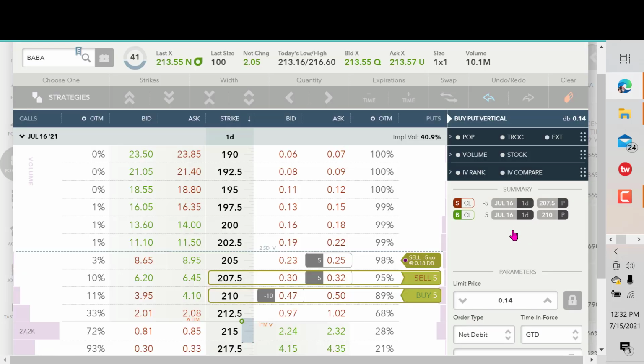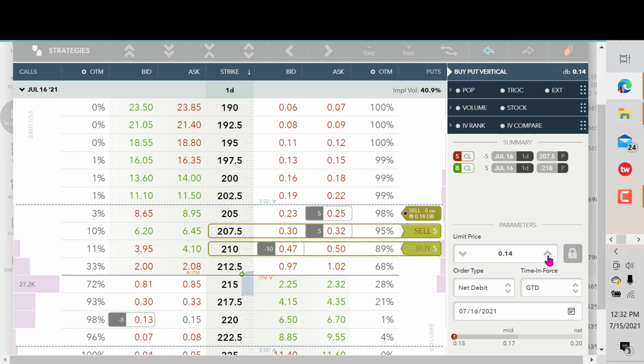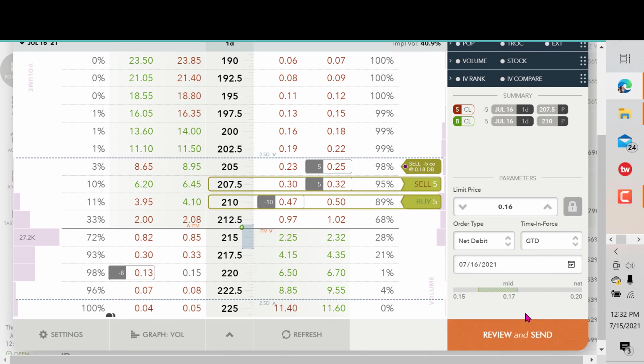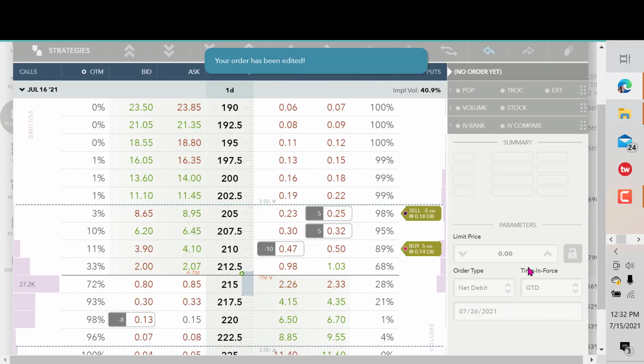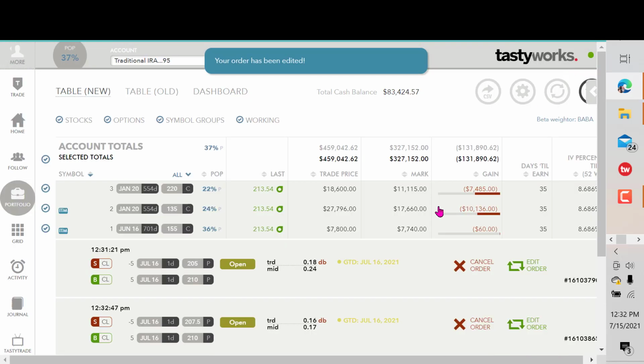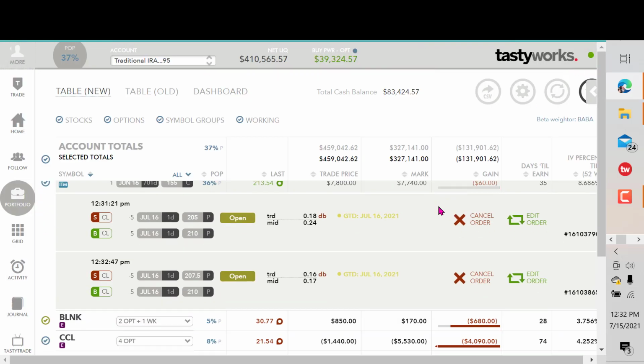So I'm going to hit the edit order. I'm going to try to go to 16. I'm going to go ahead and pop in a revised order. It went from 14 to 16. I raised it 2 cents. Now I'm going to pay them back $80 and keep the $480. So once I put that in there, it probably won't take because normally it has to be over the price. But now I'm pretty close to what the midpoint was.